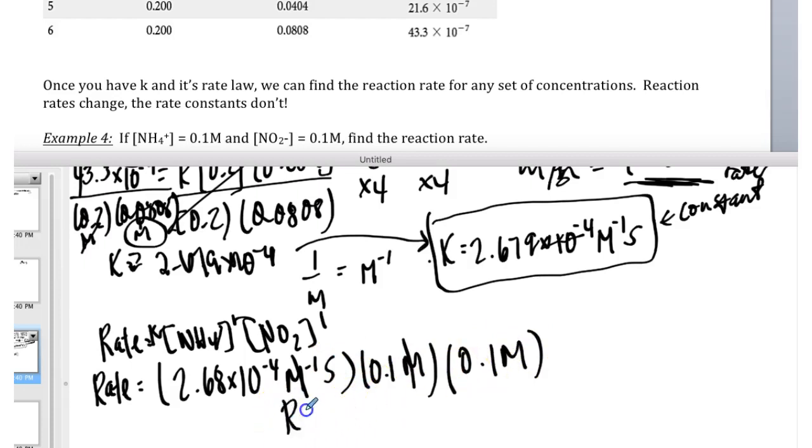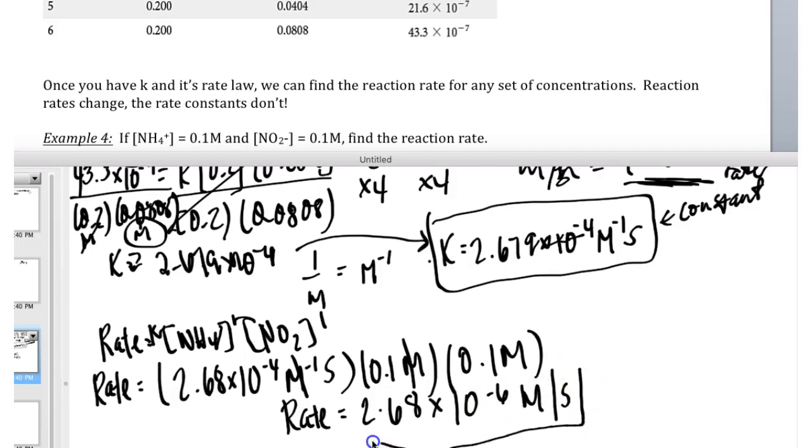So rate is going to equal this times this times this. And you should get 2.68 times 10 to the negative 6 molarity per second. So that is our rate if we have these two concentrations that are given in the problem. So yeah, that was a very difficult problem.